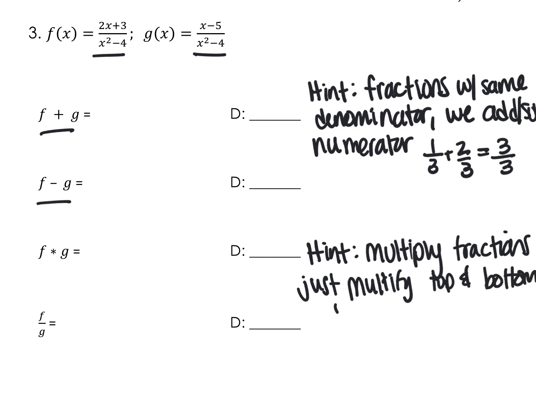So for example, if I have 1 over 3 times 2 over 3, I do 1 times 2, multiply the top together, and 3 times 3, multiply the bottom together. So it'll be 2 over 9 in this case. And that works even for fractions like this. You can still multiply the tops and bottoms together.